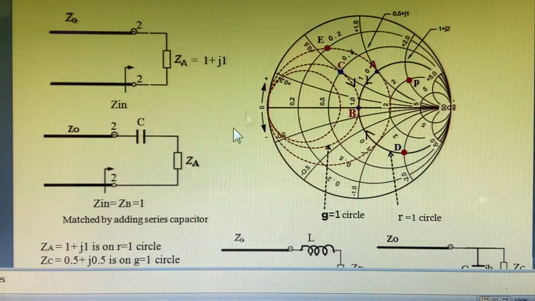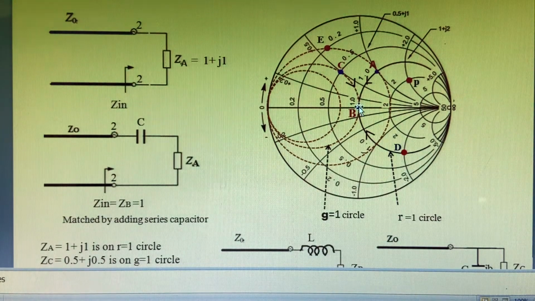So you add this capacitor. Move from A to B. From A you move over a resistance circle and we will be reaching the center of the chart. You stop here. From A you move to point B in the anti-clockwise direction on the resistance circle.